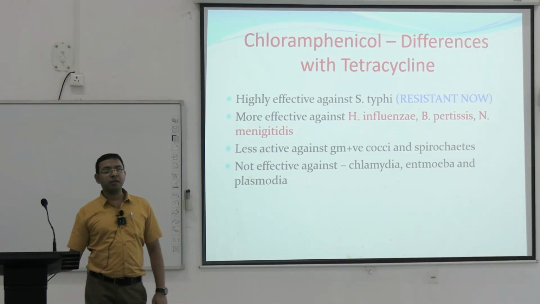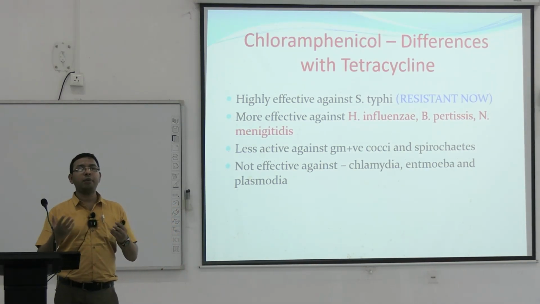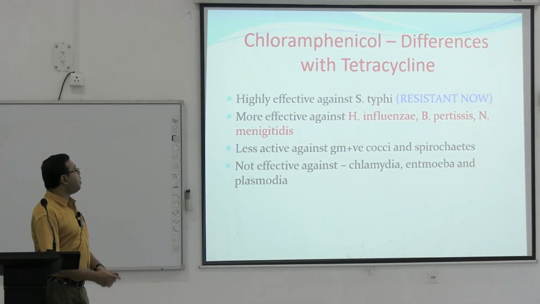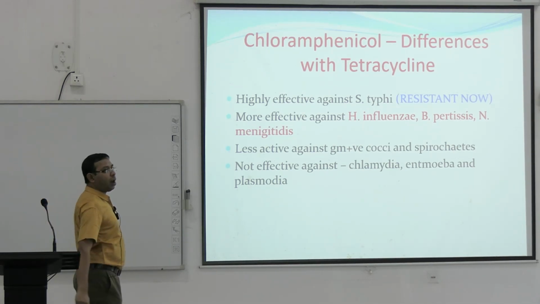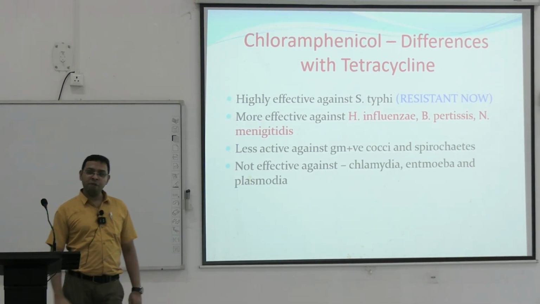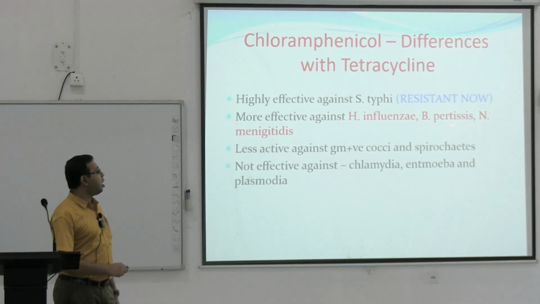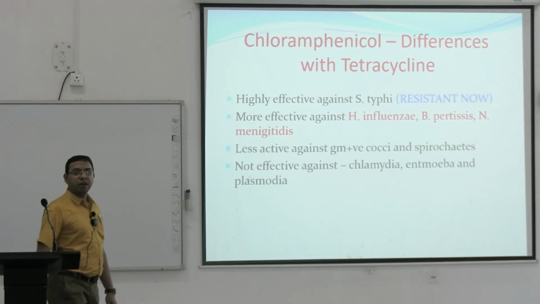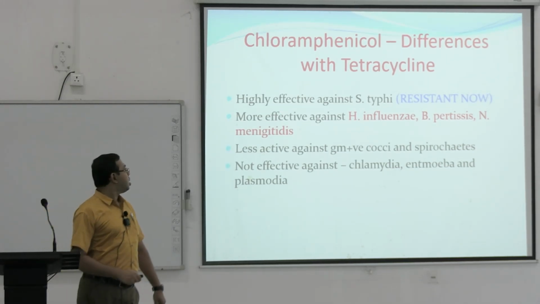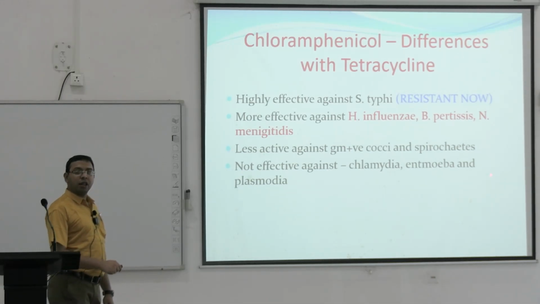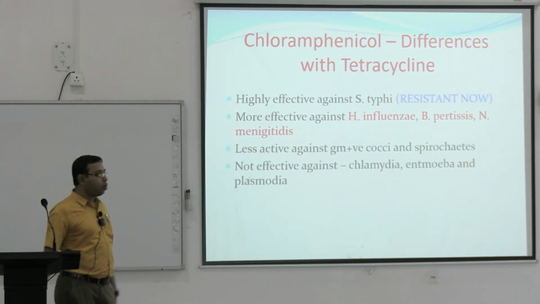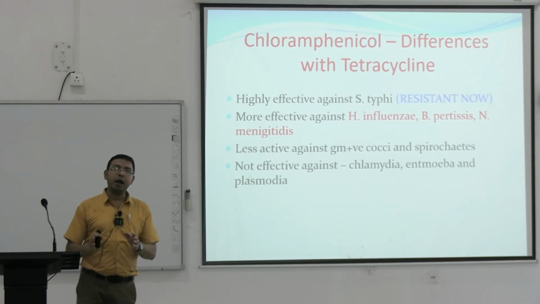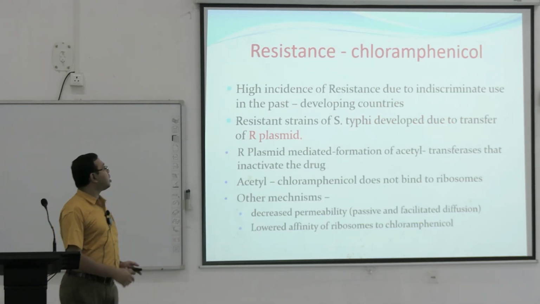But after that it became resistant, and now there are newer antibiotics by which we can safely treat typhoid fever. So previously it was highly effective against Salmonella typhi, and more effective against Haemophilus influenzae that causes meningitis, Bordetella pertussis that causes whooping cough, and Neisseria meningitidis that causes meningitis. It is less active against gram-positive cocci and spirochetes in comparison to tetracycline, Plasmodium, etc. For chlamydia, the drug of choice is the tetracycline group of antibiotics.